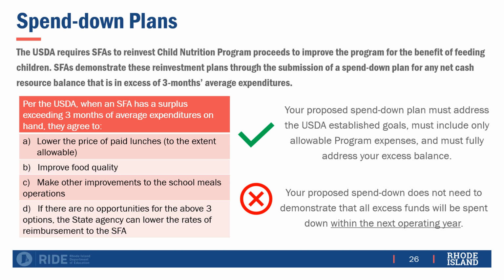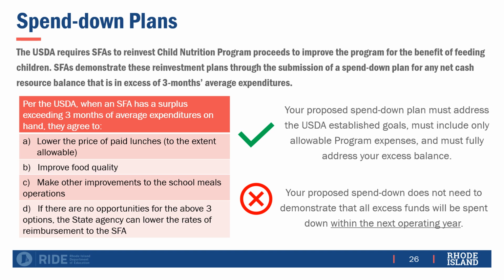As we've discussed throughout this presentation, funds in the nonprofit school food service account can only be used in support of the nonprofit school food service program. When an SFA is carrying a net cash balance that is considered to be excessive, as defined in regulation, a spend down plan is required to show how the SFA plans to reinvest program funds into the school food service program, with the ultimate goal of bringing the net cash resource available below the 3-month average expenditures for the SFA while making meaningful program improvements.